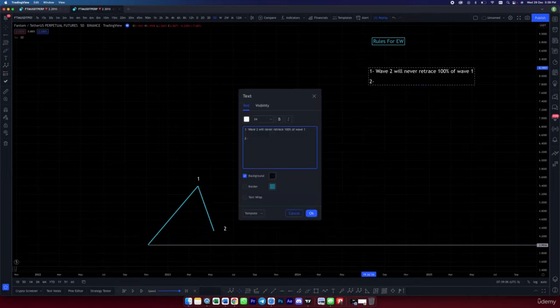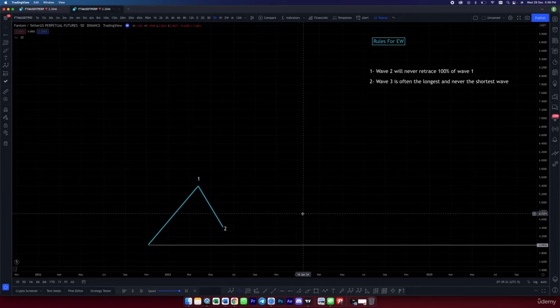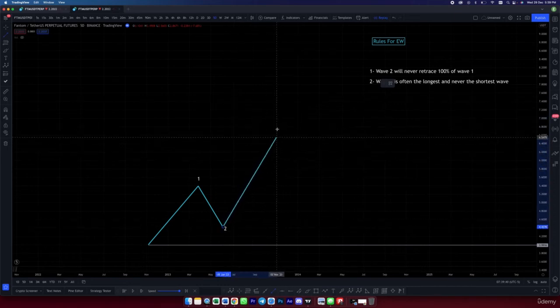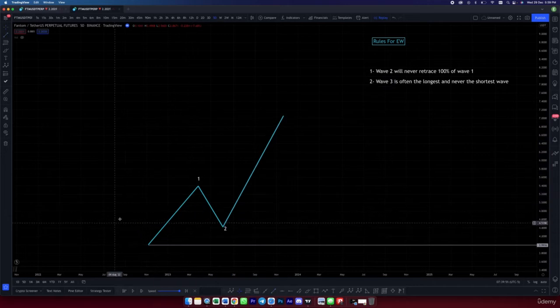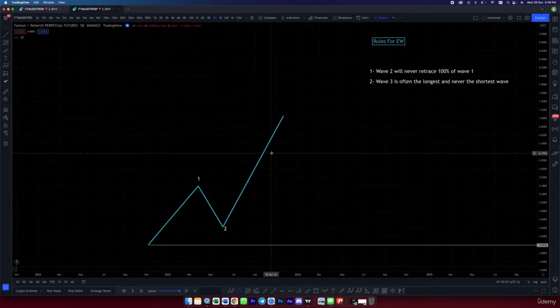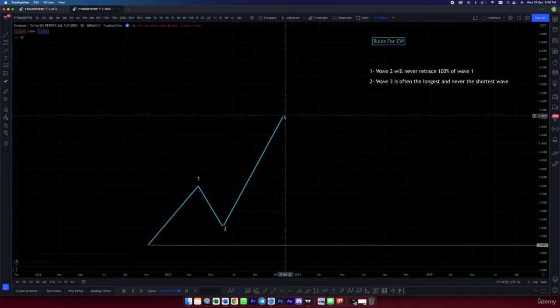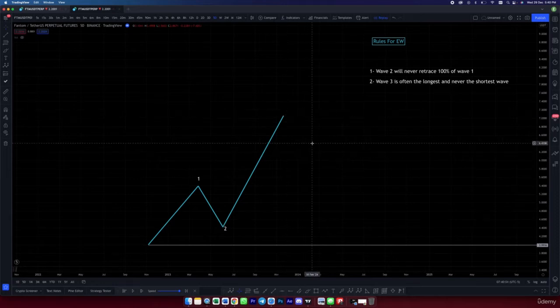Well, rule number 2 is that wave 3 is never the shortest, and often the longest wave. What does this mean? Once wave 2 is done and the correction is done, we will have an impulse upward that we call wave 3. If this is wave 1 and this is wave 3, this is often the longest of all the waves and never the shortest. So this is rule number 2 for Elliott Wave.